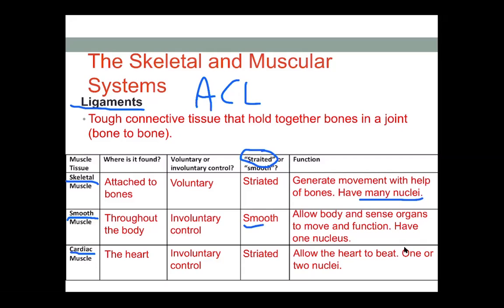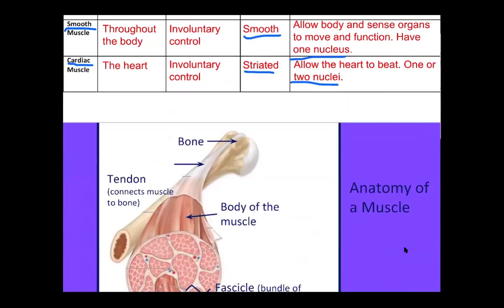And so we call that smooth just because it doesn't have that striped banding that we see from those proteins. And they tend to only have one nucleus. Cardiac muscle is kind of a unique case. I would think of it as halfway between skeletal and smooth. It's an organ muscle, but it's constantly working. It usually has 1 or 2 nuclei, and so it does have striations that are visible.